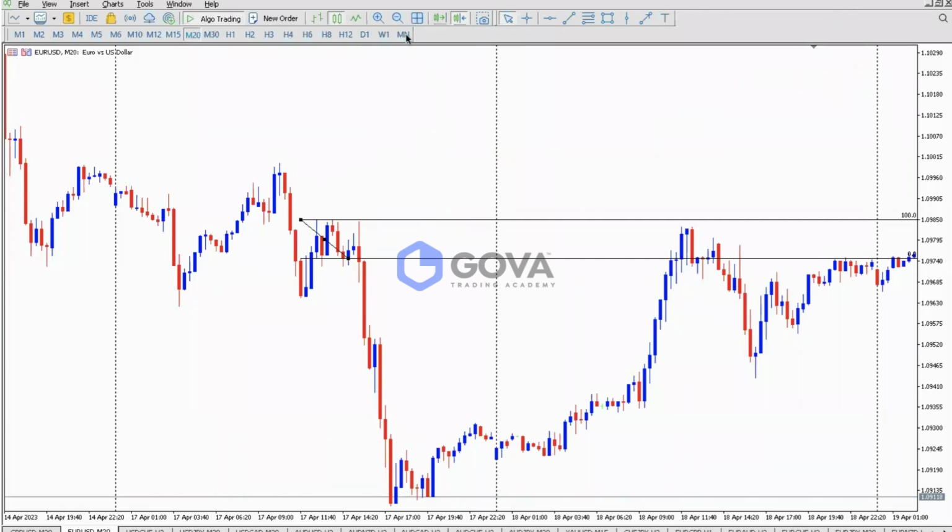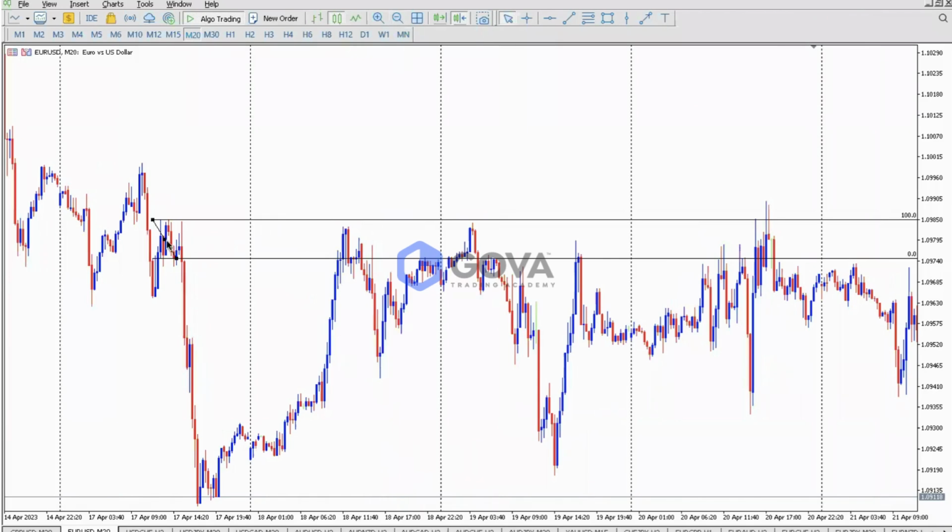Also, after marking your zone, make sure you double click on these three black dots here so that you lock the line. Because without locking, the line is going to move to another place. So if you don't want your line to be moving to another place after you are done with your analysis, then always double click on the dots to lock it.